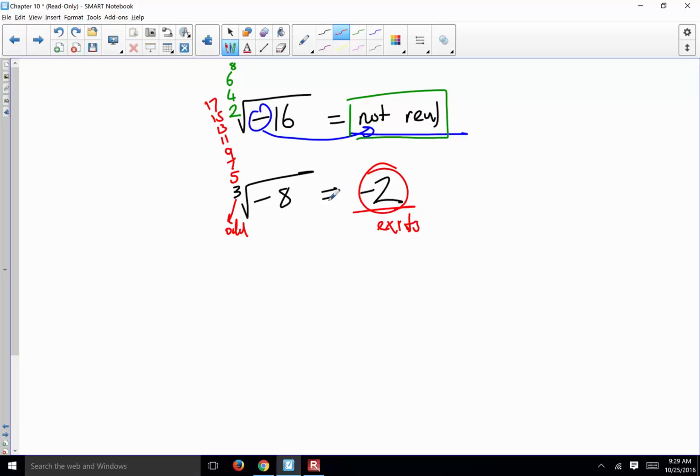Did you get the lesson? Odd indexes are fine. Odd indexes work with negatives. Even indexes don't work with negative numbers. Okay?